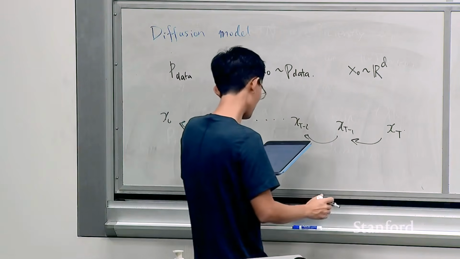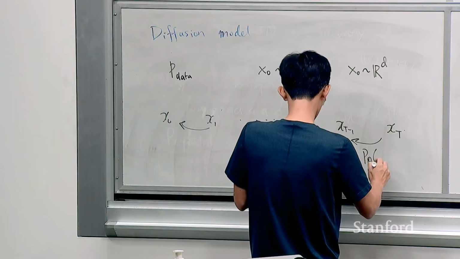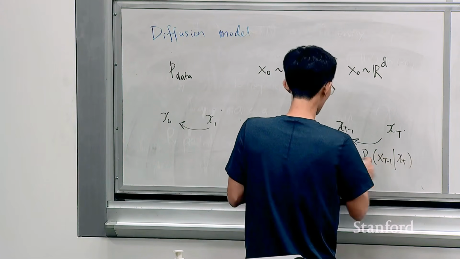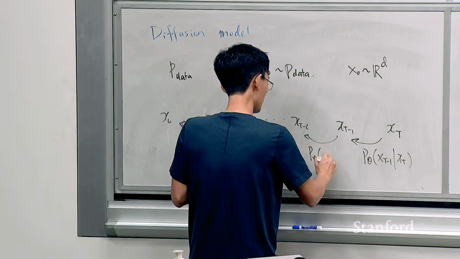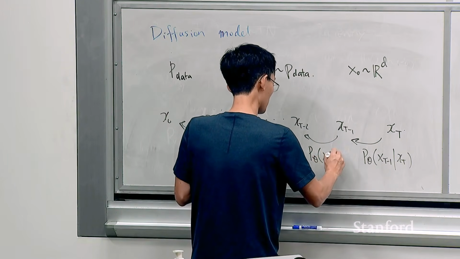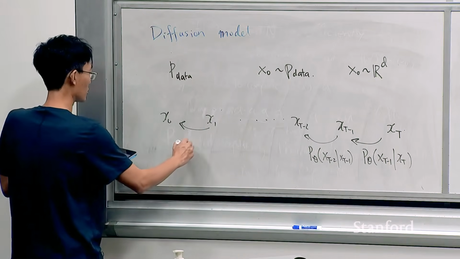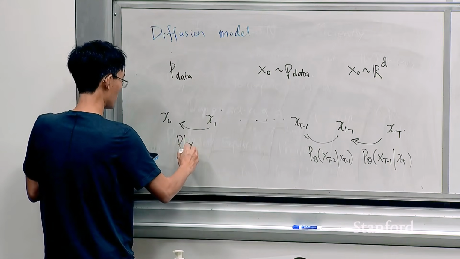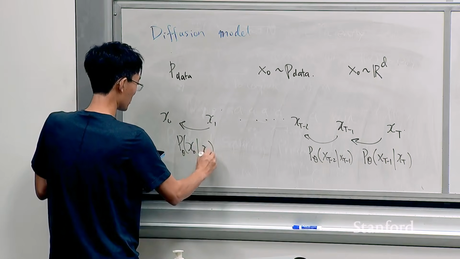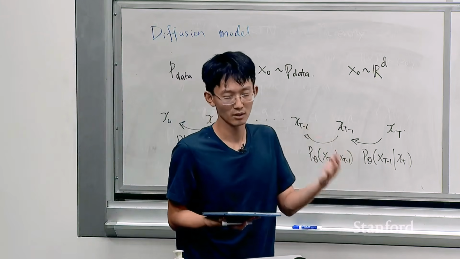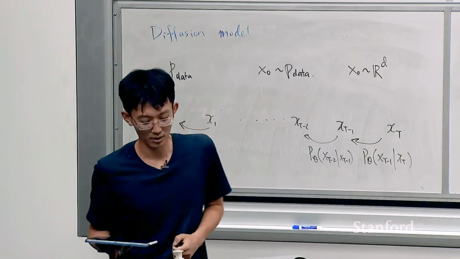And this model, let's call it P theta. Say this is the model P theta of XT minus 1 given XT. And then you apply the model again to get XT minus 2 given XT minus 1. So it's a Markov chain when you're applying this, and eventually you apply P theta of x0 given x1. Theta is a parameter you're going to learn. It's often a neural network with some structure, oftentimes some kind of MLP.